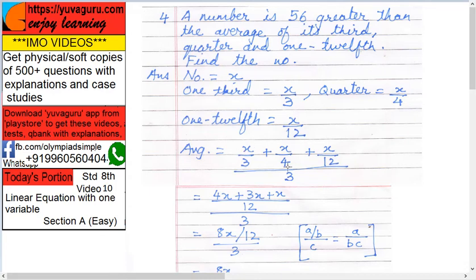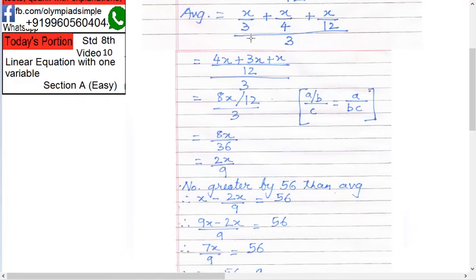So add them: x upon 3 plus x upon 4 plus x upon 12, the whole upon 3. Why whole upon 3? Because average. Solve this, take LCM, you get 12 and (4x plus 3x plus x) upon 12, the whole upon 3. So 8x upon 12, the whole upon 3. See, this is like this: a upon b, the whole upon c equals a upon bc. So solve this, 8x upon 12 times 3 is 36, so 2x upon 9.